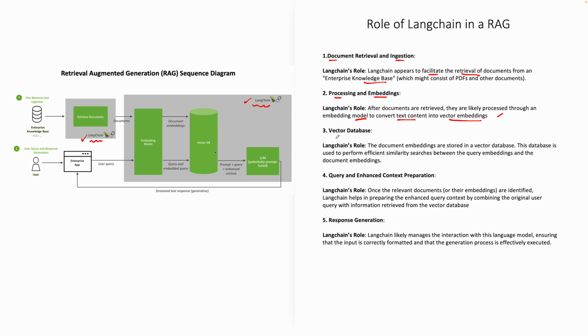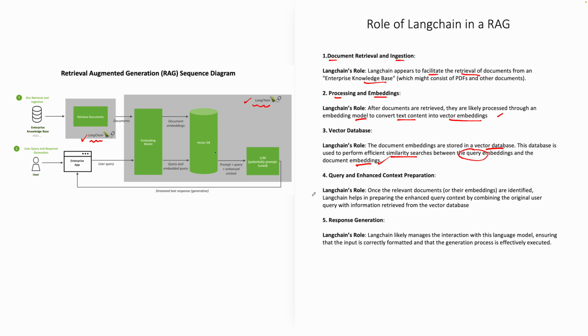Now next part is, okay, you got your data, you created your embedding, but now you need to store it somewhere. Obviously you would be storing it in a vector database. So again, Langchain's role is that the document embeddings are stored in a vector database, and this database is used to perform similarity search. Remember, the similarity search is always done with the query. So whatever query you are giving as a user, it gets converted into embeddings and vectors, and those are then compared with the embeddings of the documents, right? So this way a similarity search is done.